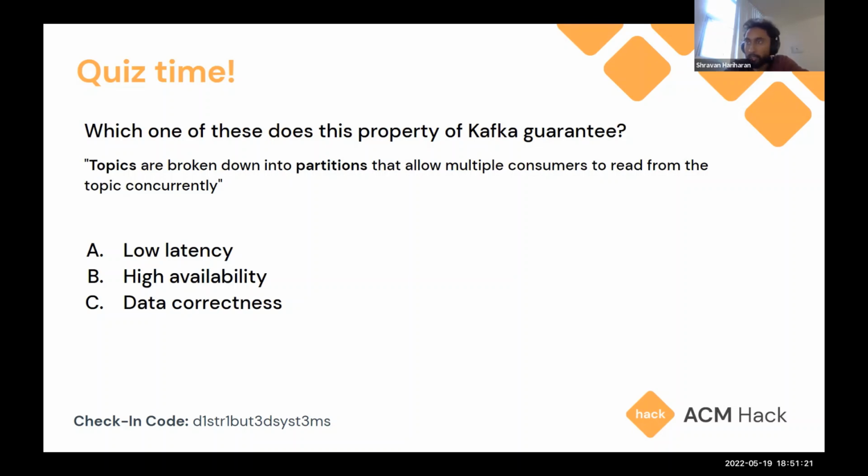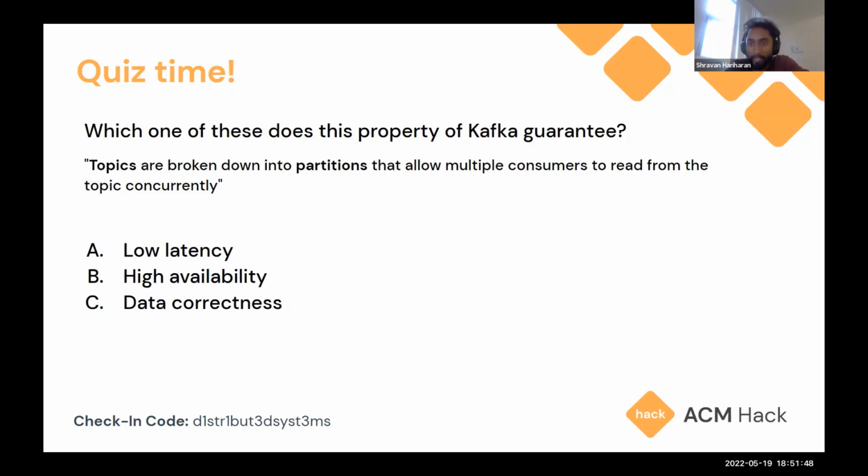Anyone else want to guess? We got a few answers here. No harm in guessing. Okay, so we're seeing a lot of high availability, and we see one low latency. So the correct answer here is actually low latency.